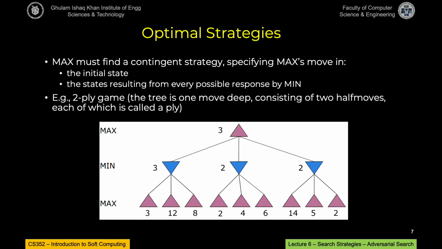Now Max is going to make the next move, and he has the choice of choosing either 3, 2 or 2, and of course, since he's maximizing, he will choose 3 out of this. This completes the basic game tree, and now we want to determine an optimal strategy for this, and this is where the Minimax algorithm comes into play.